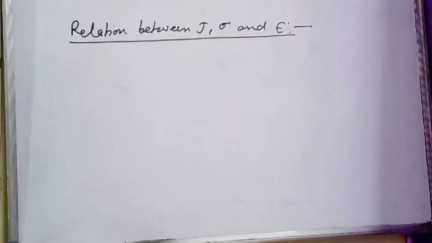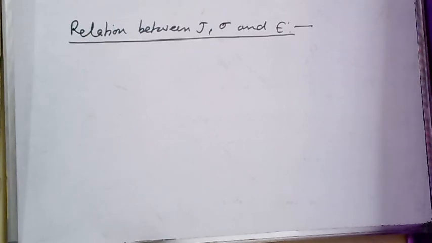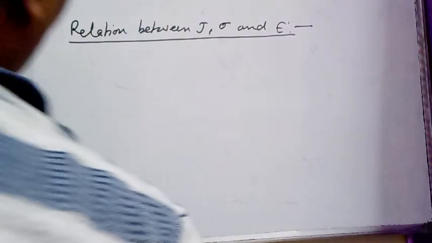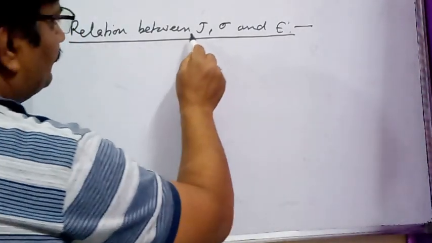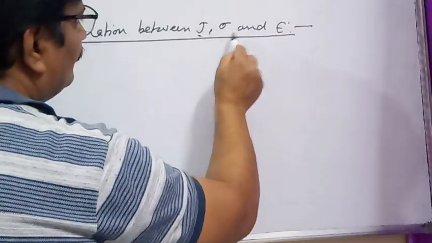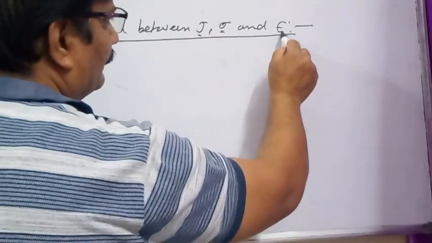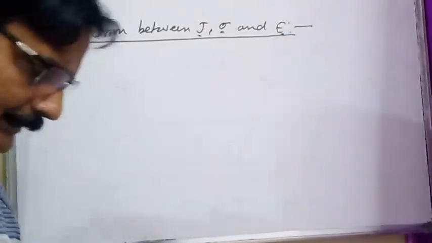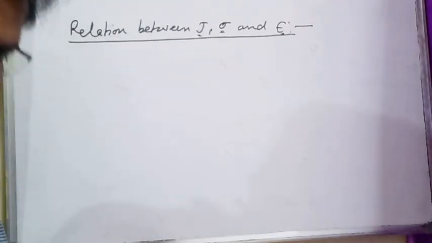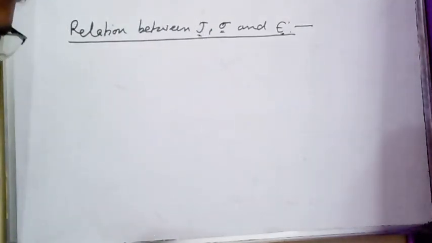Students, in the previous video you have seen what are the different quantities related with the charge flow through a conductor. Now in this new video we are going to see what can be the relation between current density J, conductivity of the material sigma, and electric field applied across the ends of the conductor E. So as you know, charge of the electron is e.